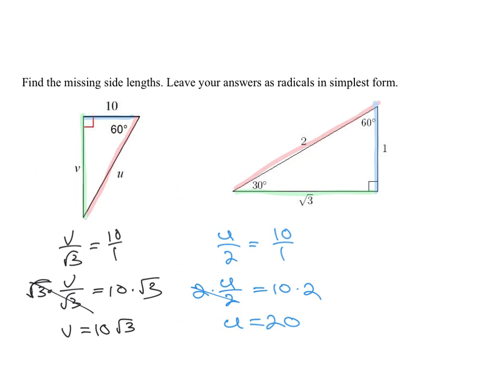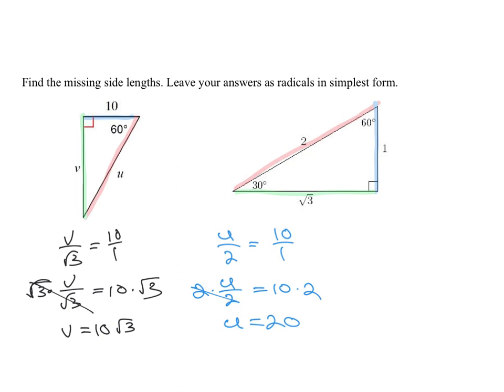So to solve for v, we have a ratio of v over root 3 is going to equal 10 over 1. 10 over 1 will simplify to be just 10. So we have v over root 3 is equal to 10. And then from there, I multiplied both sides by root 3 to get it to cross off on one side. And for our final answer, we got v is equal to 10 root 3.